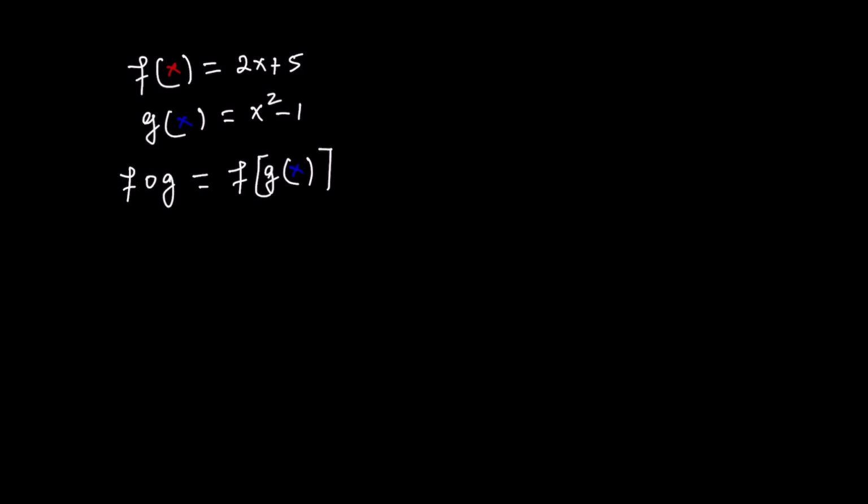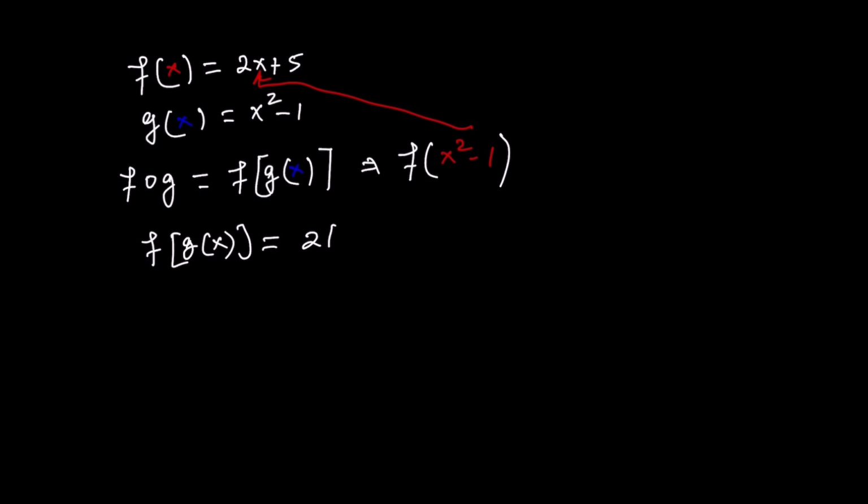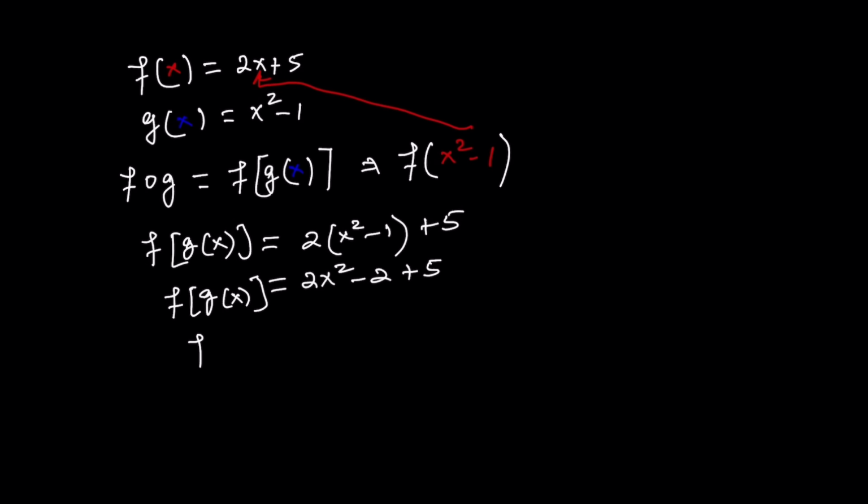To find f of g of x, we replace g inside of f. Since g of x is x squared minus 1, we replace every x in f with x squared minus 1. So this becomes 2 times x squared minus 1 plus 5. Now distribute the 2. That gives 2x squared minus 2, then add 5. So the final result is 2x squared plus 3.